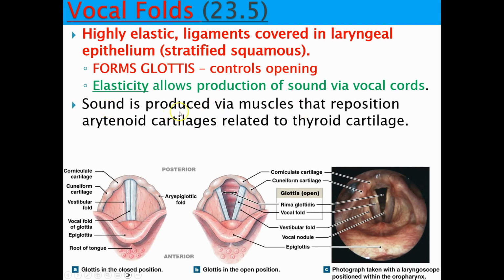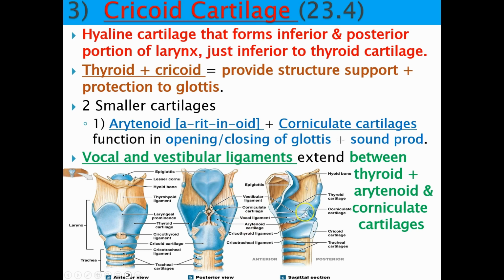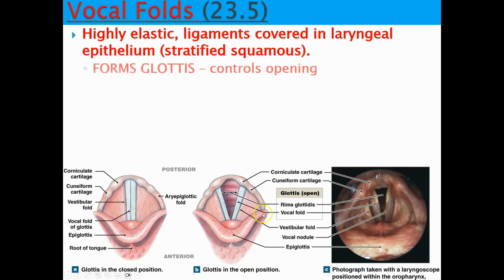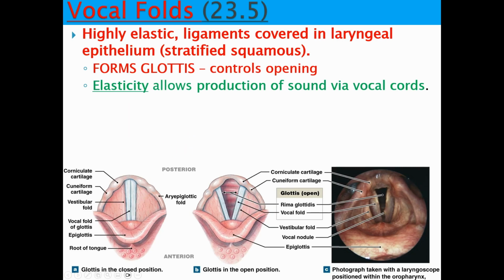Okay, so sound is produced by muscles that reposition arytenoid cartilages related to the thyroid. And again, that's just talking about this point here. There's the arytenoid cartilage. There's the vocal ligament attaching to the thyroid cartilage. So that's all that's saying. I stressed earlier that you need to know the arytenoid cartilage is the one primarily responsible for that sound production.